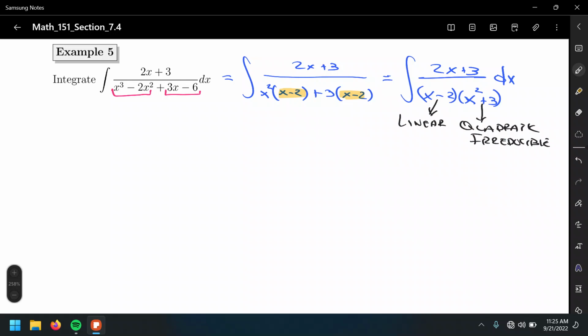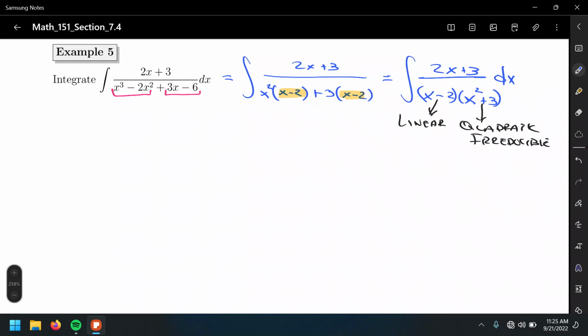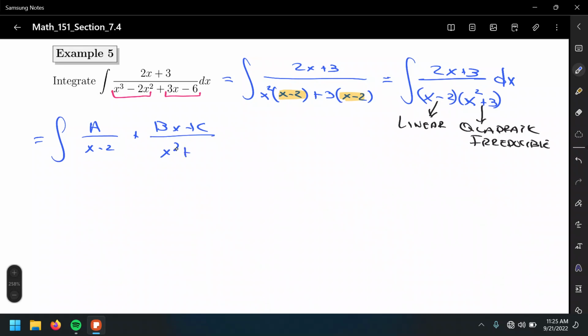The other one that we did, x squared minus 25, was a quadratic, yes, but it was a quadratic reducible to a product of linear factors, so that's why it was a quadratic, and at the same time it wasn't really a quadratic because it's reducible, right? Now, how do we write the partial fraction decomposition for this one? A over x minus 2 plus bx plus c over x squared plus 3.